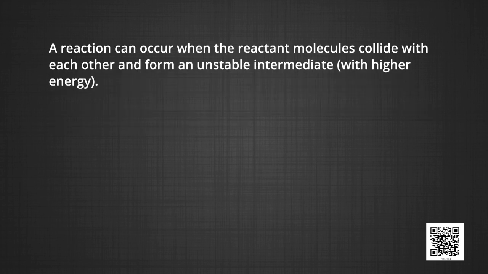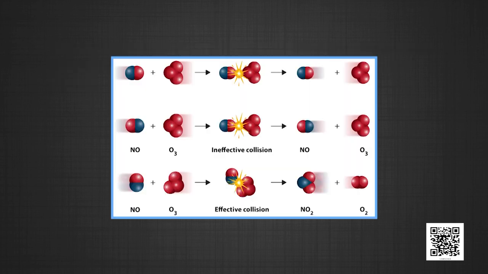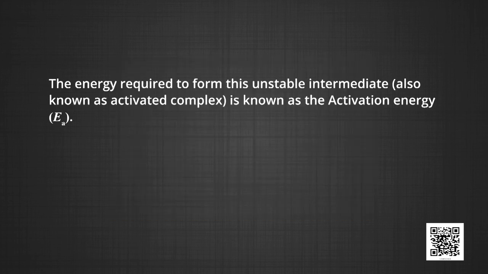A reaction can occur when the reactant molecules collide with each other and form an unstable intermediate with higher energy. The lifespan of the unstable intermediate is very short, and thus it leads to the formation of a stable product. The energy required to form this unstable intermediate, also known as an activated complex, is known as the activation energy. It is written with the symbol capital E with subscript small a.